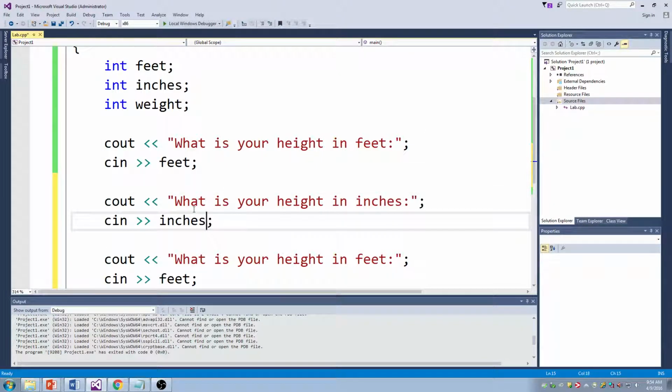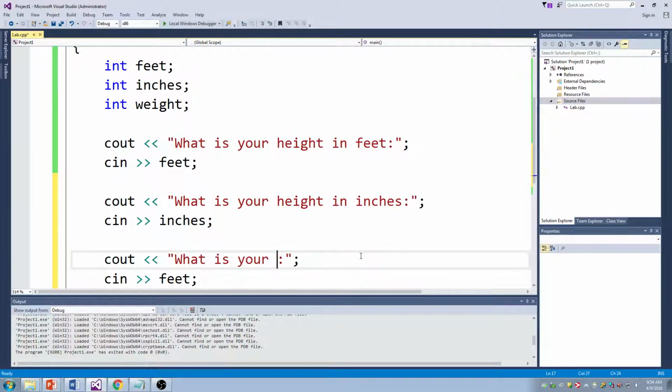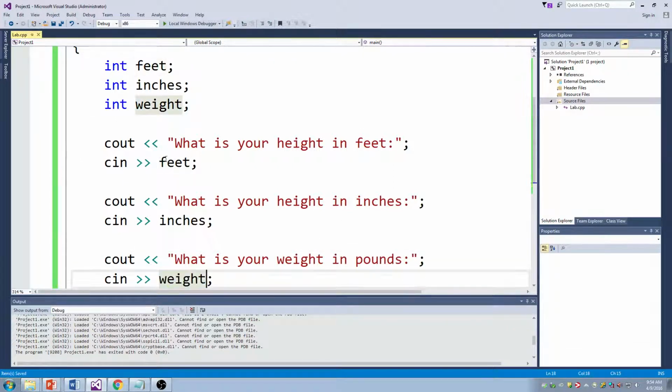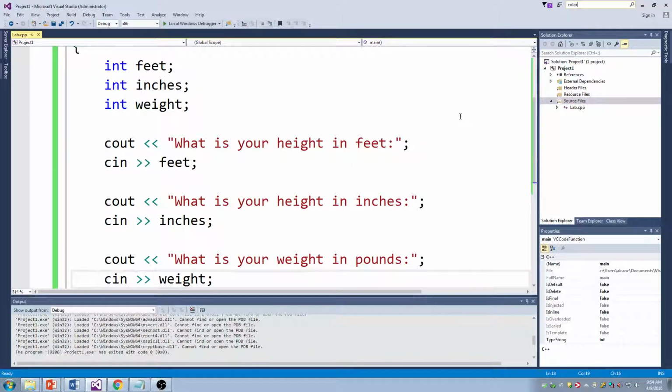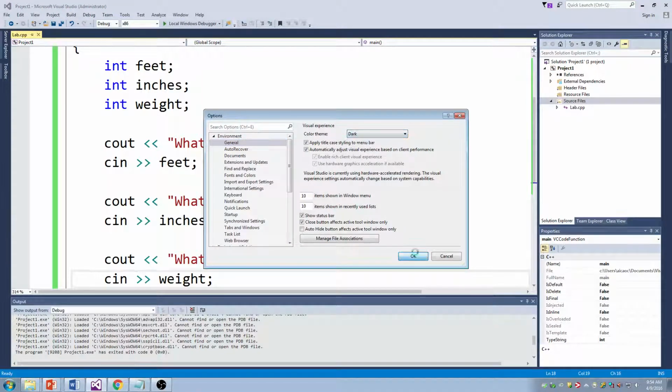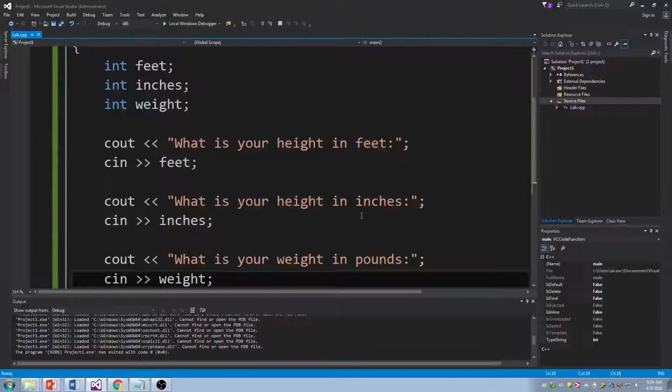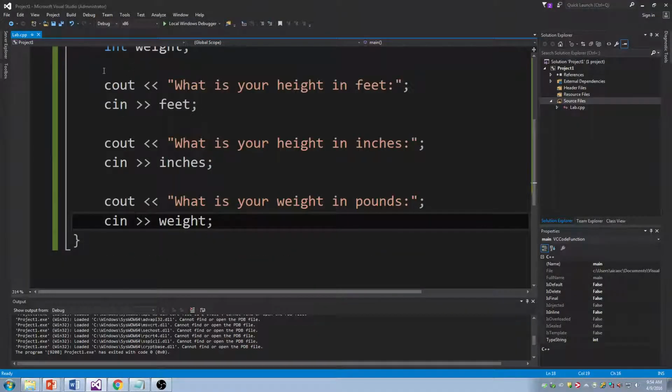So inches, what is your weight in pounds? And then just type in your weight. I would set up these 3 statements first. I'm going to adjust the color scheme real quick. Okay, so once you have all these 3, now you can start doing your math.